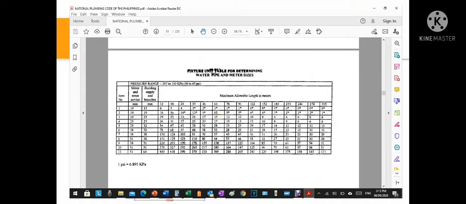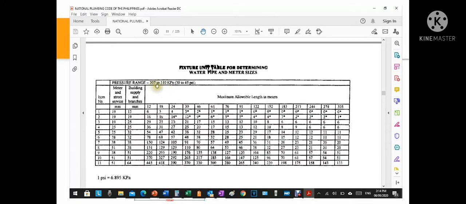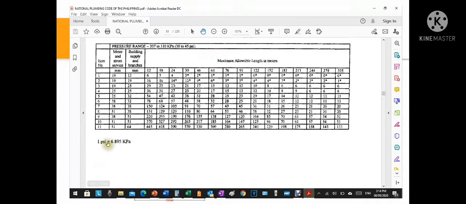So, after you compute for the net pressure, you identify which table it falls in. Like, for example, we have the pressure range here: 207 to 310 kilopascal, or 30 to 45 psi. Now, take note, 1 psi is equivalent to 6.895 kilopascal. Okay? So, if given a psi, we can convert it to kilopascal. Now, psi here is pound per square inch. Okay, 1 pound per 1 square inch of area.